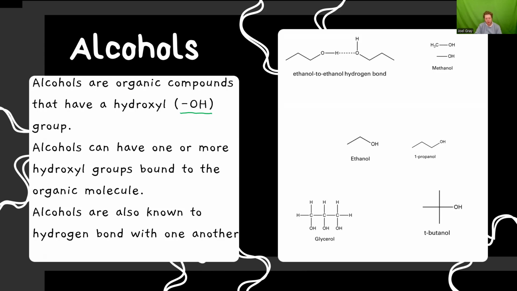Alcohols are known to hydrogen bond with one another. Now, here we have an example of a hydrogen bond. And just to bring back bonding, we've got two major types. There's covalent bonding, which is sharing of electrons, and then non-covalent.